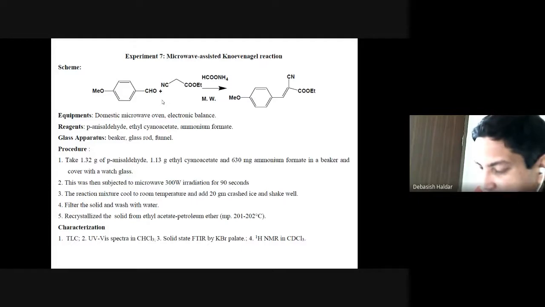But one thing you have to remember, that for microwave assisted synthesis or microwave reaction, you cannot use much organic solvent. Because of this huge amount of local heating, there is always a possibility that it can burn and it can burst as well. So we'll avoid using solvent in microwave assisted synthesis as much as possible.